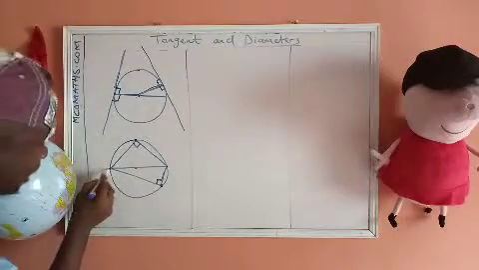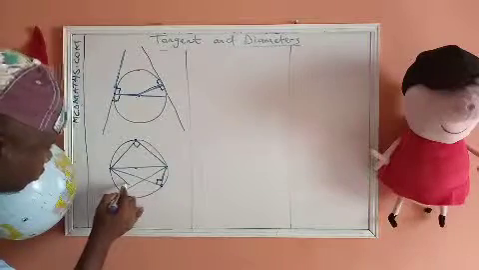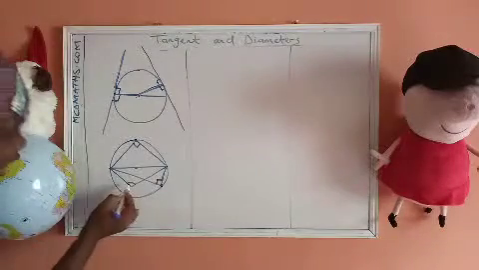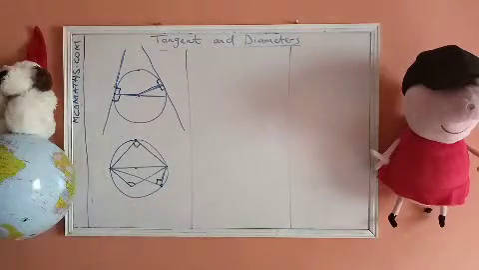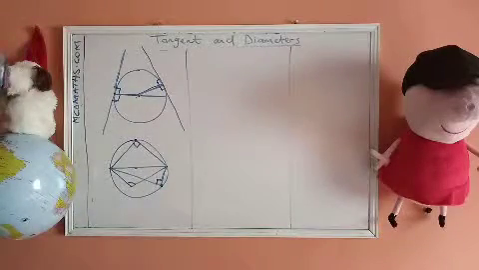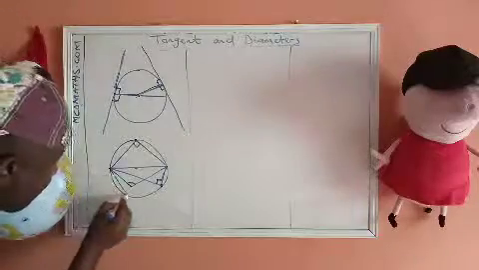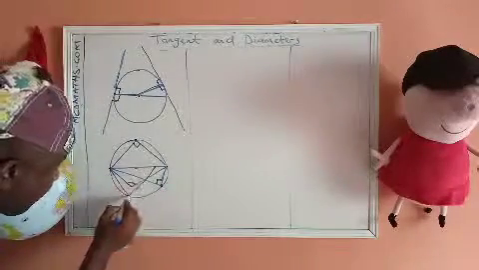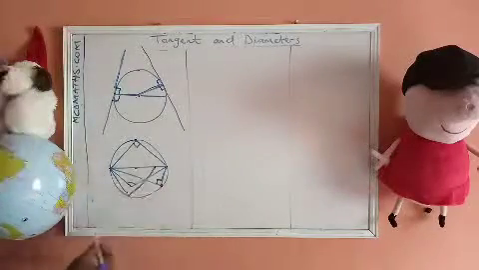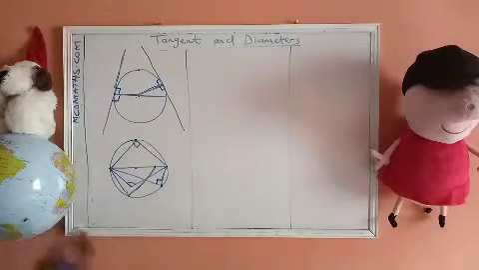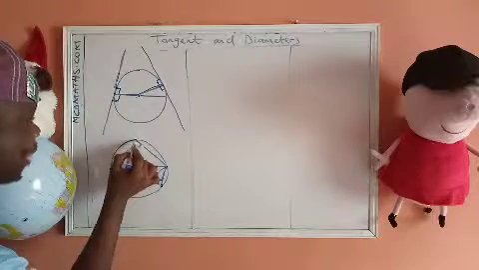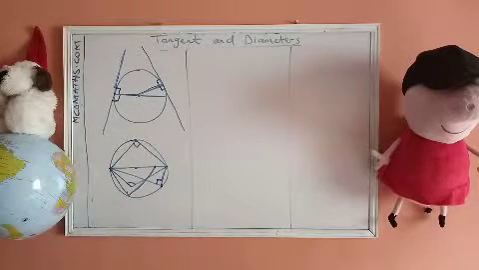Please, if you have something like this, you cannot say this is 90. No, this is not 90 because it is not formed at the circumference. But this is 90 because it is formed at the circumference. And if you have something like this, you cannot say this is 90 because it is not the whole diameter that forms it. It's just part of the diameter. So remember, the whole diameter must form the angle at the circumference before you can say it is angle 90.